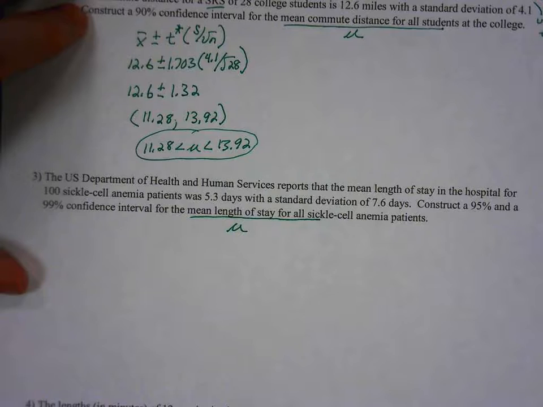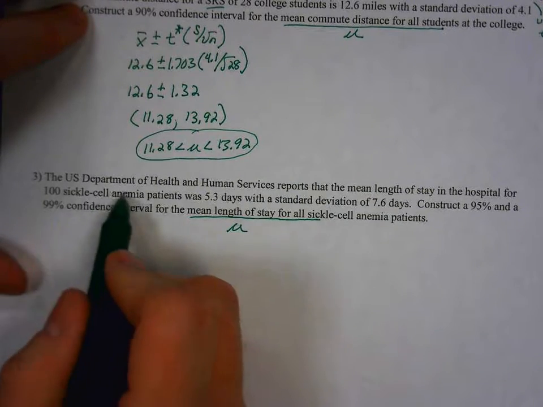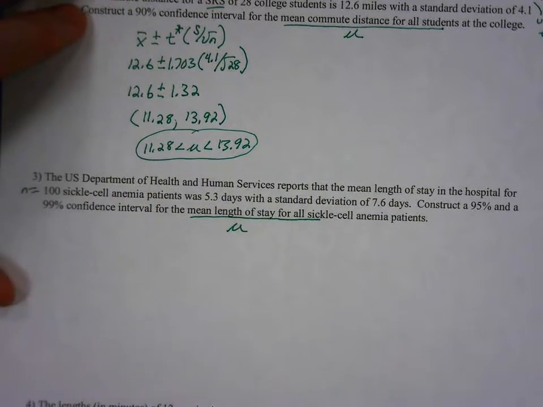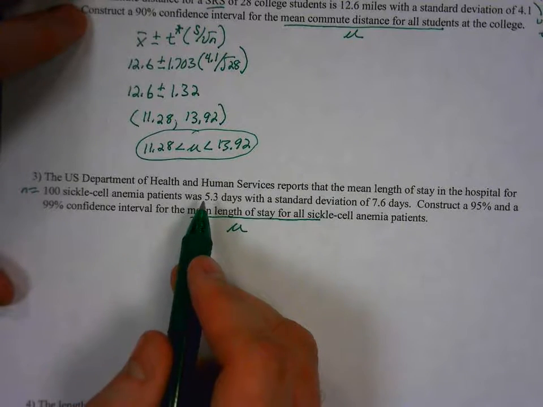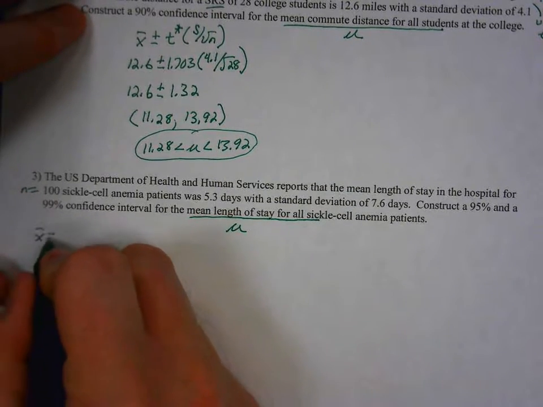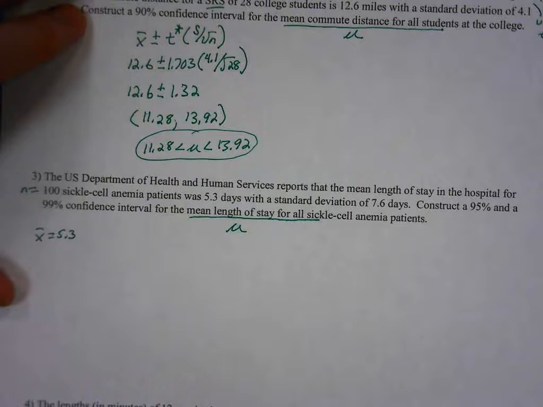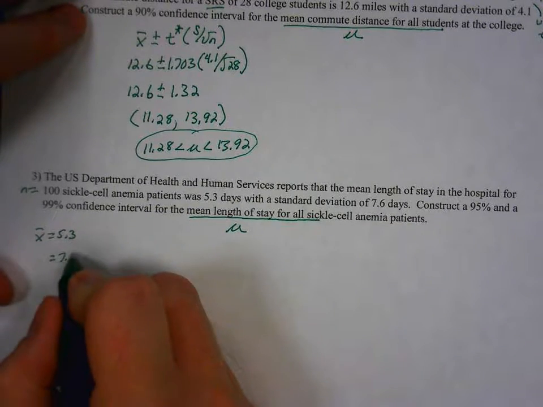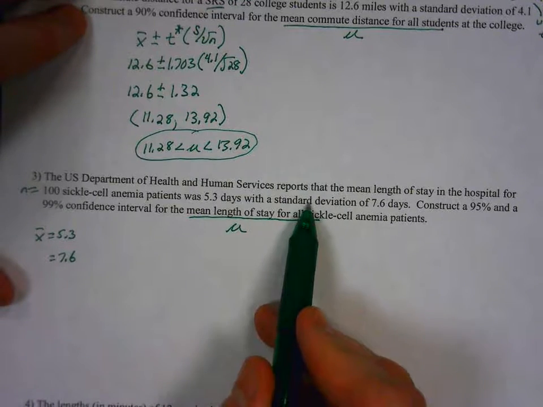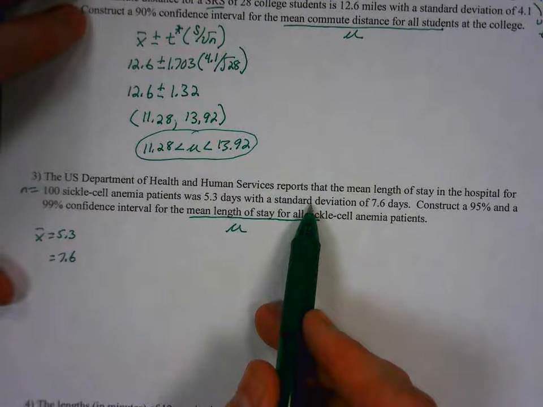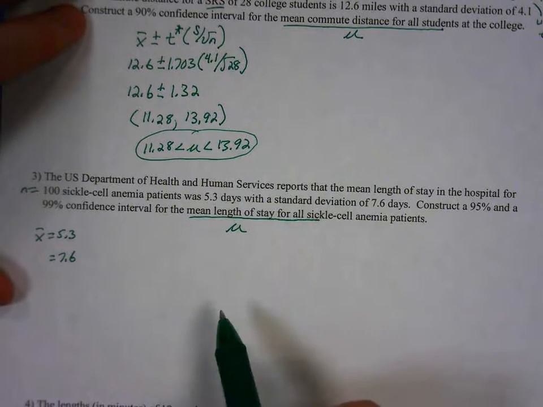Now what it comes down to is, do we know sigma or do we not know sigma? Well, again, when we read this, we have 100 sickle cell anemia patients, so that's our n value, our sample size, 100. The mean length of stay of those patients was 5.3 days, so x bar is 5.3 days, with a standard deviation of 7.6. So the question is, is that 7.6 standard deviation sigma or is it s? Is it the population or the sample?